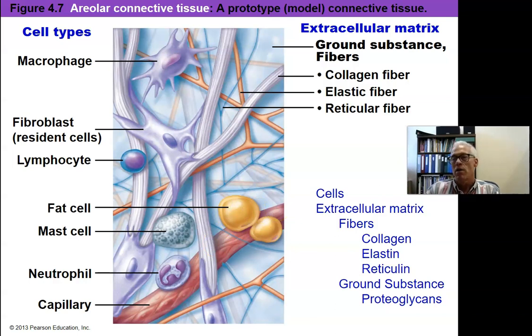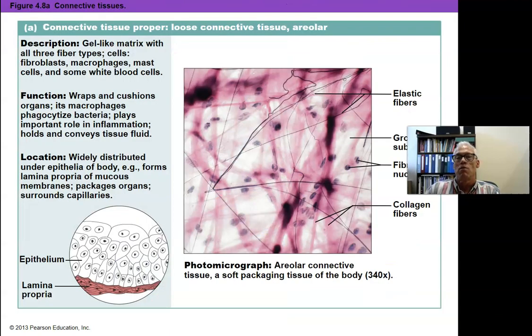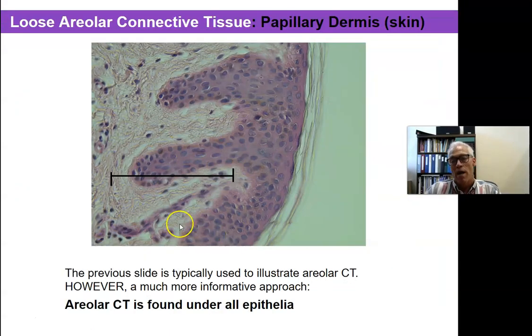Let's see if we can see where we might find some areolar connective tissue. I'm going to come back to this slide in a second. Areolar connective tissue is found under all epithelia. We just finished a survey of all the different types of epithelia, and now we can generalize. So if you're wondering where some areolar tissue is, look at any micrograph showing an epithelium and the neighboring tissue. The next deepest tissue will be areolar connective tissue.